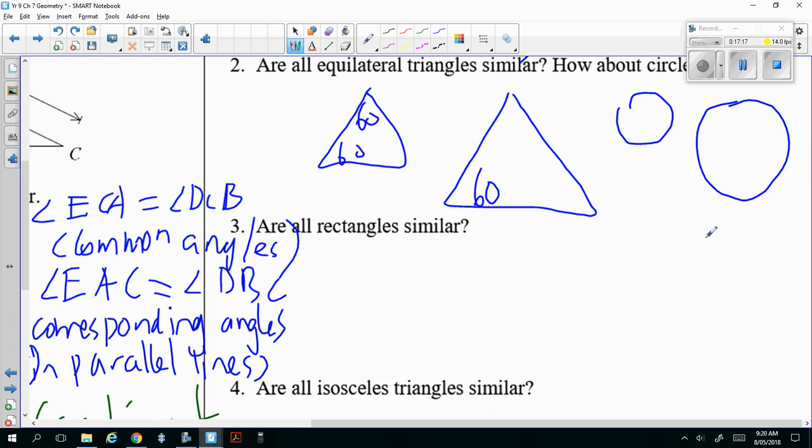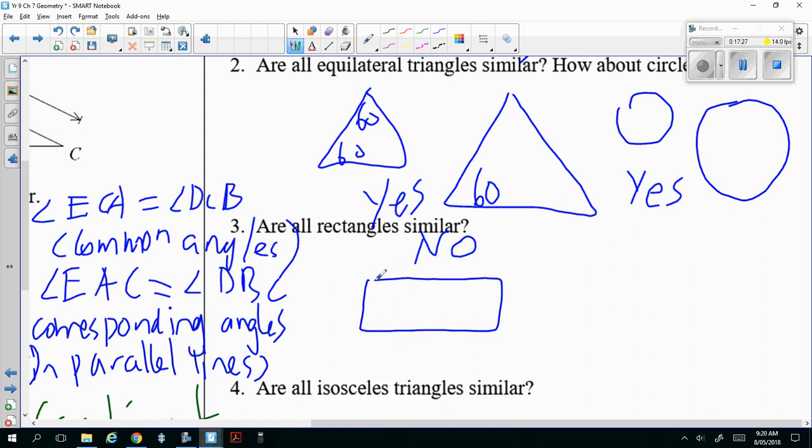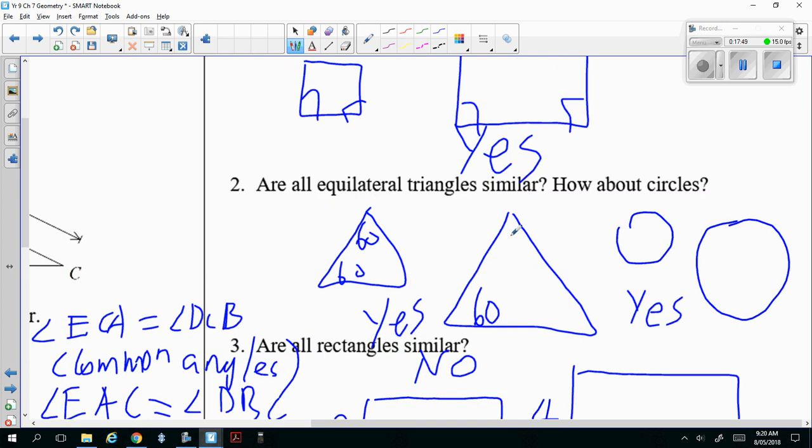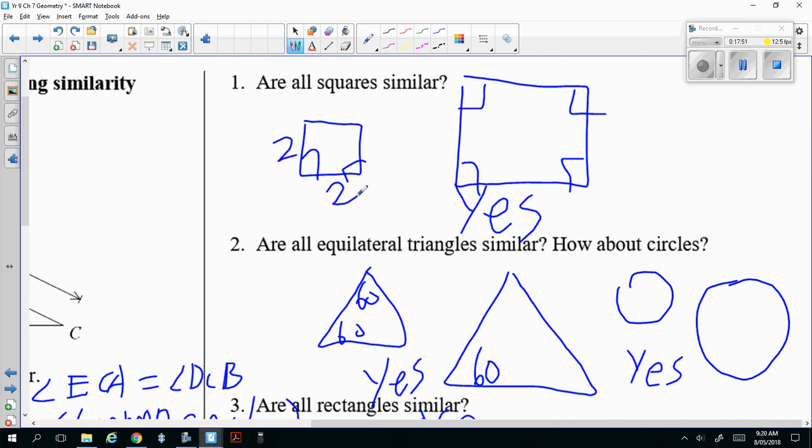Well, let me draw what you want. So you can draw one that's long, and you can draw one that looks like this, right? So you could have angles that are equal, but the sides may not be in proportion. So you could have 2 and 4, but this is like, say, 5 and 8. Can you see they're not similar? This is double, but that's not double. So that's why no. Whereas for the square, all sides have to be the same. So you have no choice there. They have to be similar. Same for the equilateral triangle, but not for rectangles.